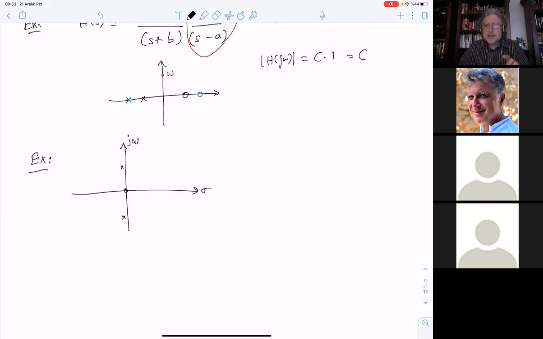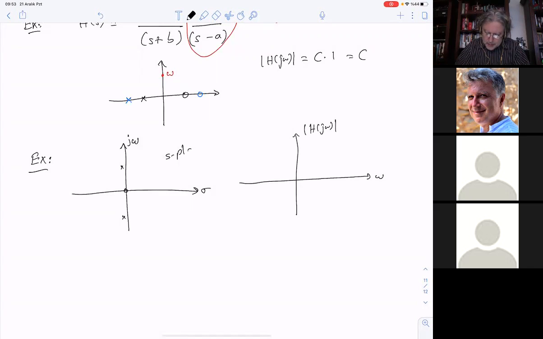The question here is, can you plot the magnitude response, H of j omega, over the omega axis? Can you roughly plot? Or if I give you some plots of magnitude of H of j omega and some other plots on the S-plane, this is the S-plane, can you match which one could be which?